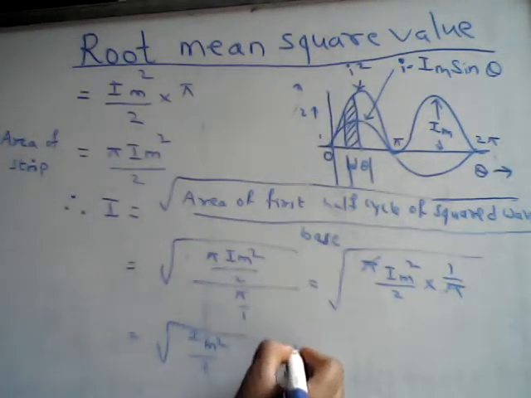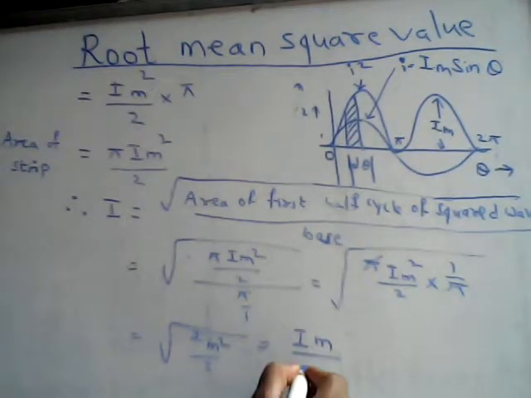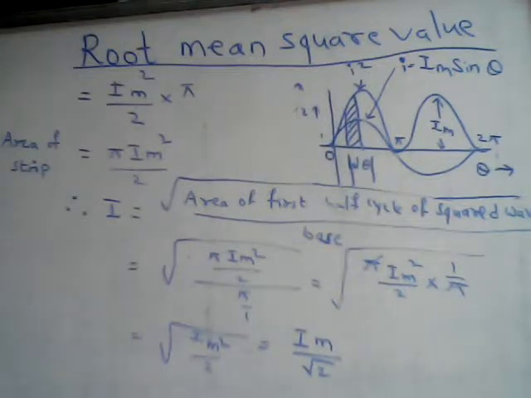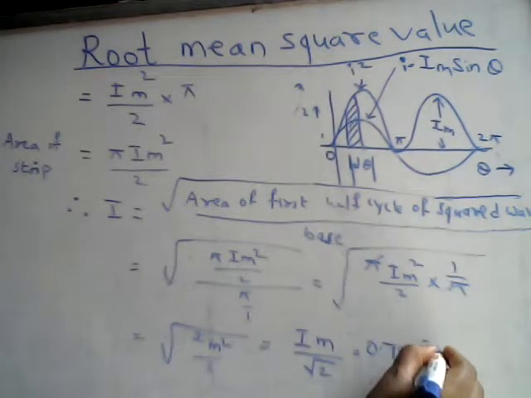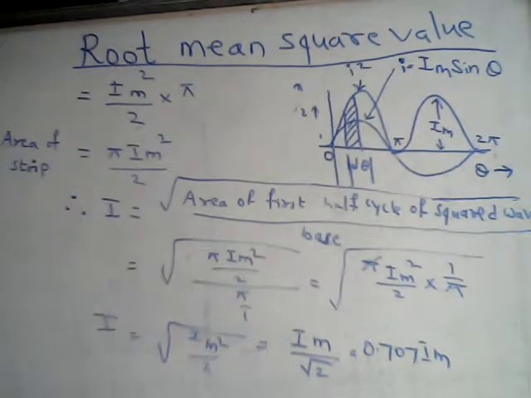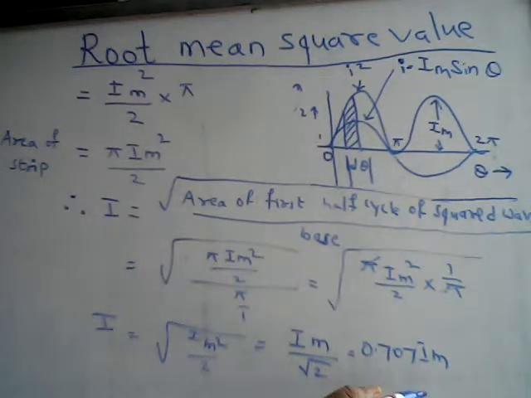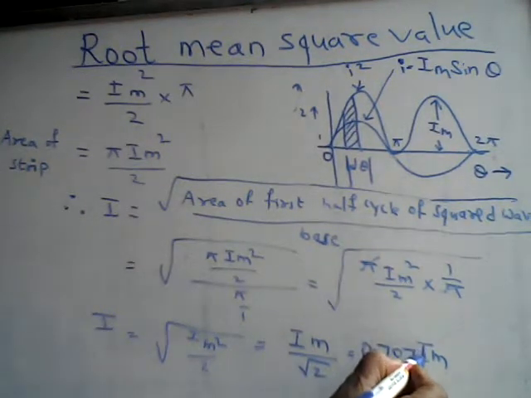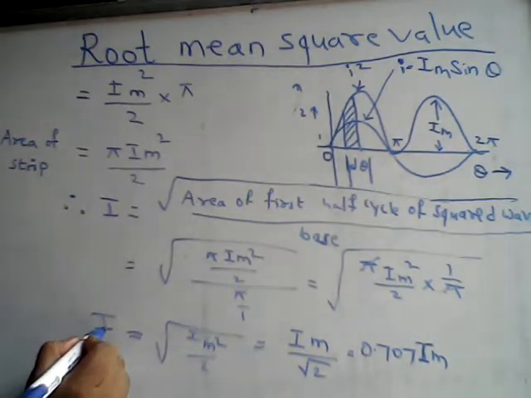So this can be further written as: Im square, we can bring it out, so it will become Im divided by root 2. The value of 1 by root 2 is 0.707 into Im. So this is the value of the RMS current which we got. Hence the RMS value of current is 0.707 times the maximum value of current. This is the maximum value, and this is the RMS value of current.